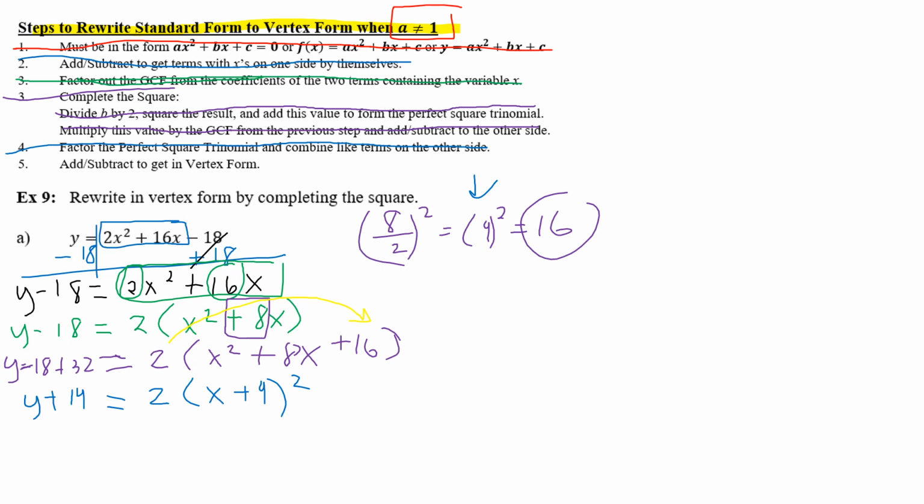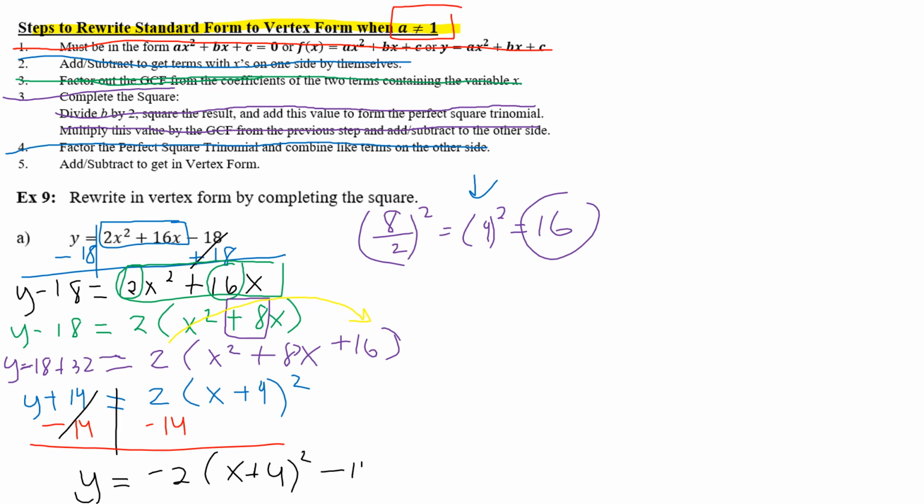And then the last thing we need to do is get y completely by itself. Right now, there is a positive 14 in the way, so we're going to have to subtract 14 from both sides. On my left, 14 minus 14 cancels. We're left with y. On the right, we have 2 out front, quantity x plus 4, raised to the second, and then minus 14. So this right here would be our final answer. Okay, that is, we went from standard form, and then now we rewrote it in vertex form.